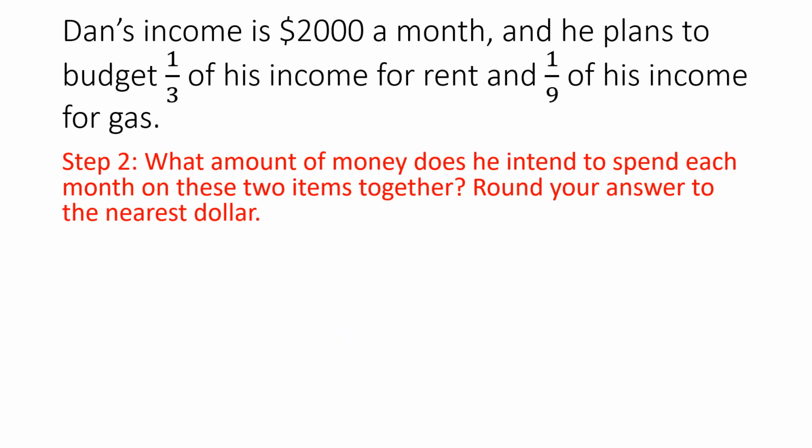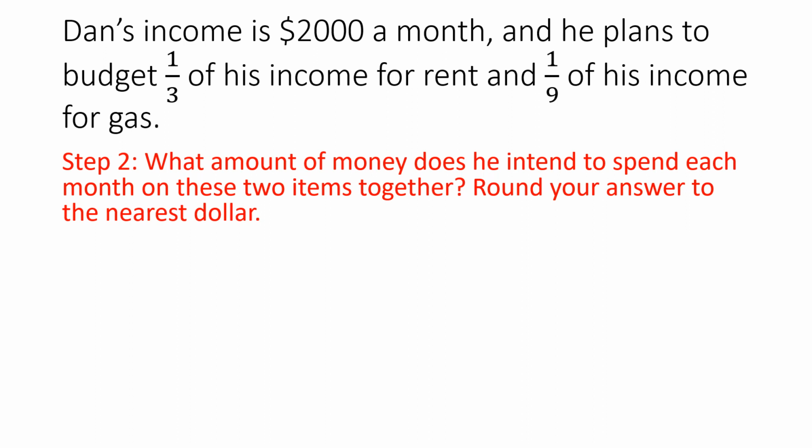Step 2 of the problem is what amount of money does he intend to spend each month on these two items together. So we're actually wanting the dollar amount here. Round your answer to the nearest dollar. What it means is we're going to be taking the fraction that we just found in step 1, the 4 over 9ths. We're trying to find what amount of money out of 2,000 is going to equal 4/9.